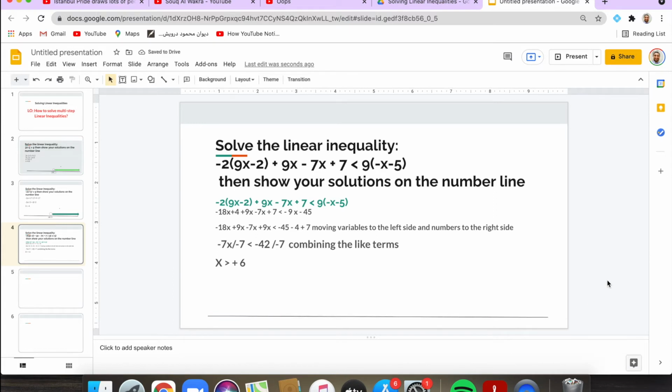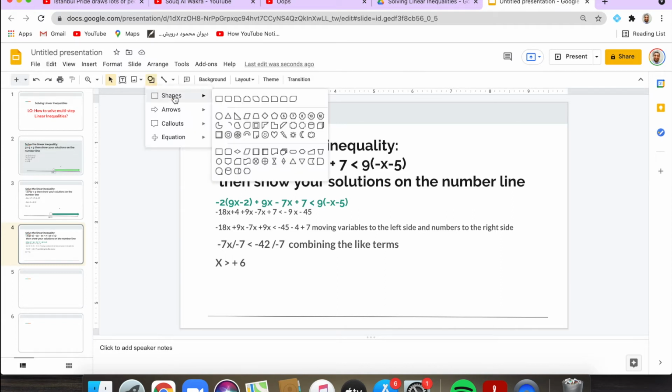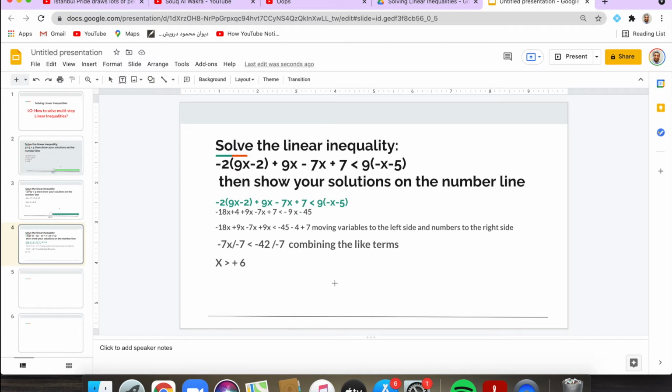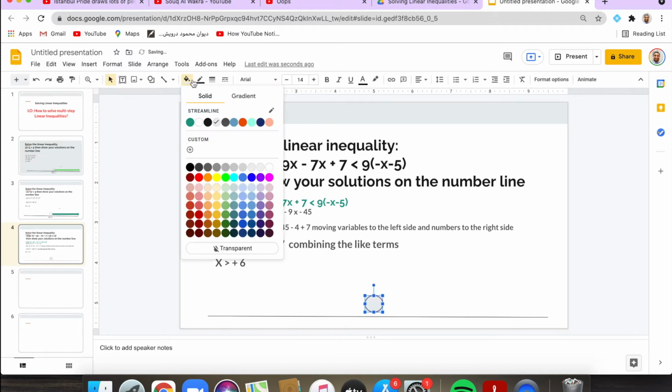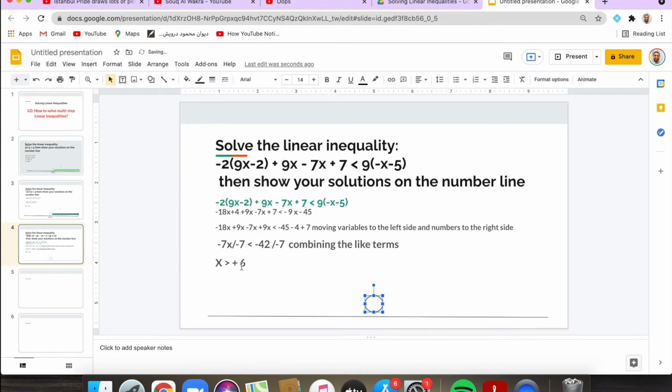I will show the teacher all my solutions on the number line. So I will start with the number line, then draw a circle. It should be empty. Why empty? Not colored because it's greater than, not greater or equal. And here I will write the number 6, to tell the teacher that number 6 is here.